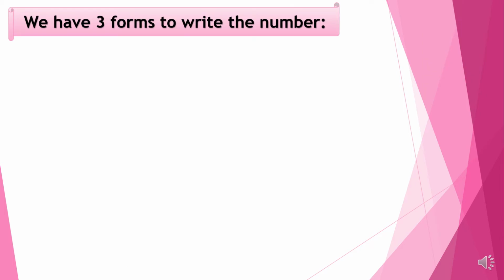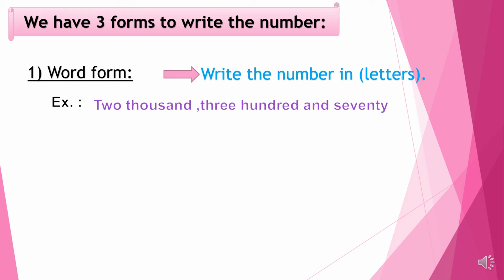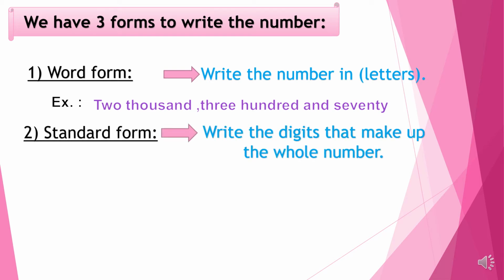We have 3 forms to represent the number. We studied them in grade 2 and we will revise them again. The first way, the word form. Word form means to write the number in letters or in words. For example, if I wrote 2,370, here I wrote my number using letters or using words. So it's word form.